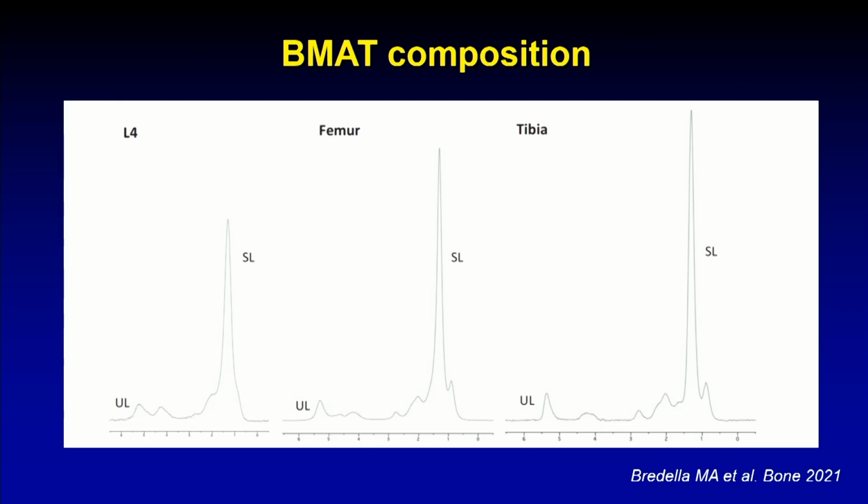So this is just an example of how the marrow fat composition changes from the spine. So this is a lumbar vertebral body all the way on the left. And then you have the femur and tibia. And so you see the more distal you get in your skeleton, the more fat you have.